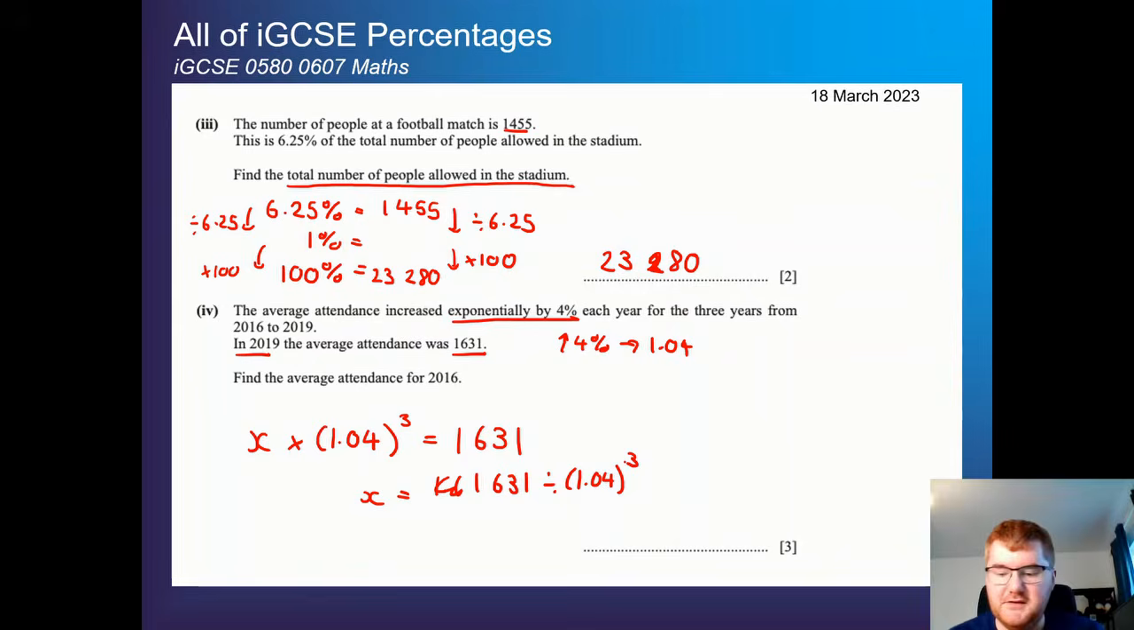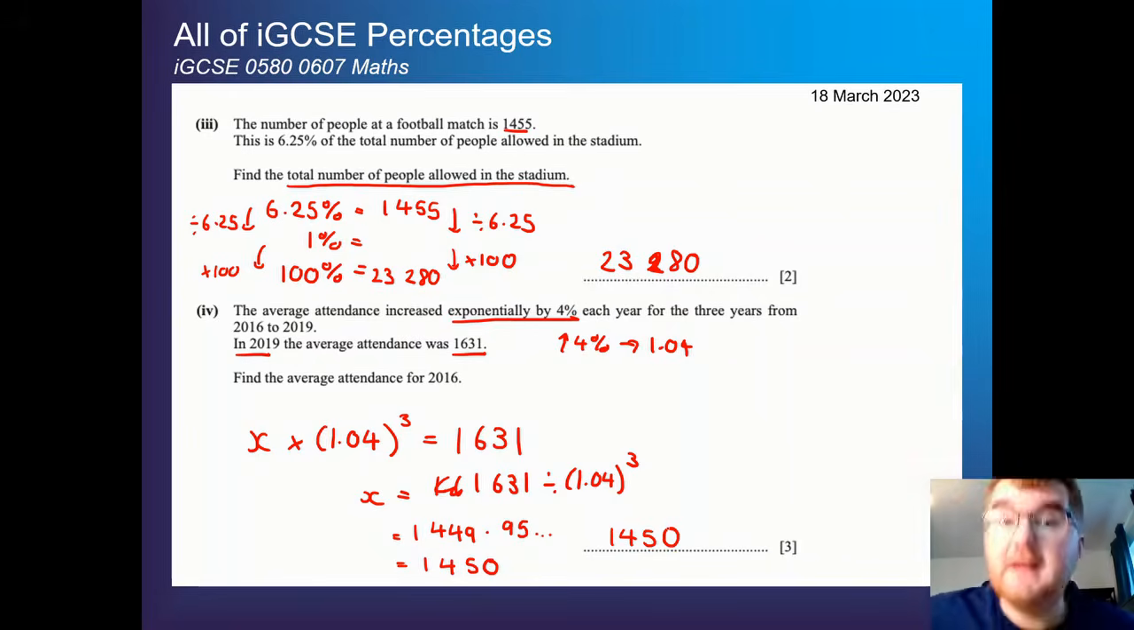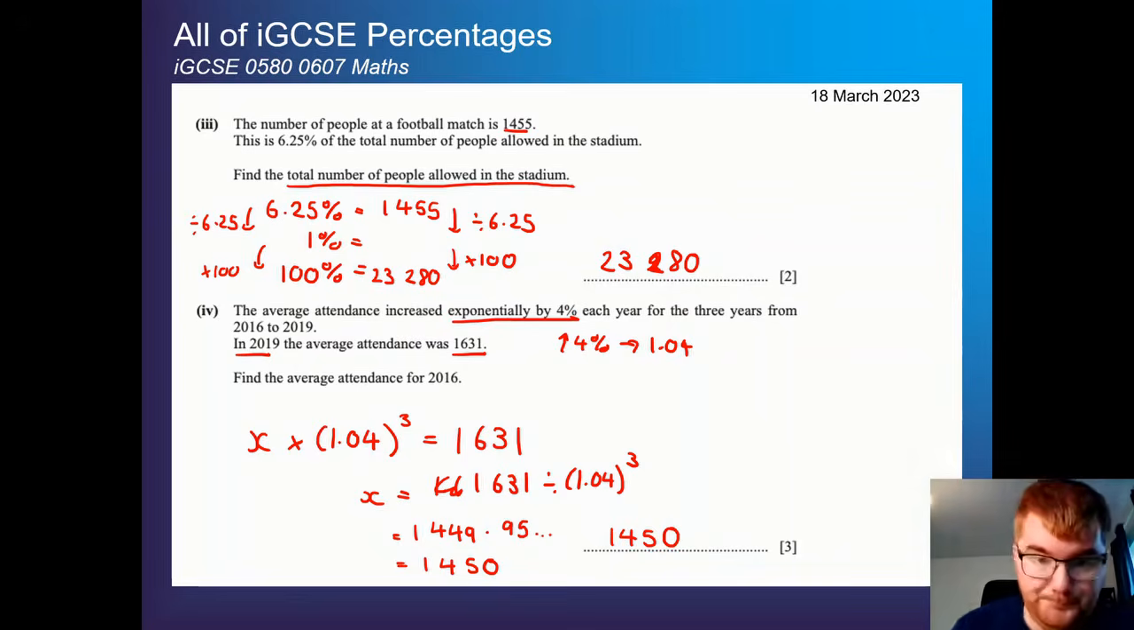So again, we can use the calculator for this. So 1,631 divided by 1.04, again, cubed. And that gives us 1,449.95, which when rounded, again, we can round to a variety of different things here, but I think to the nearest whole number, 1,450 is the most sensible rounding here for this particular question.